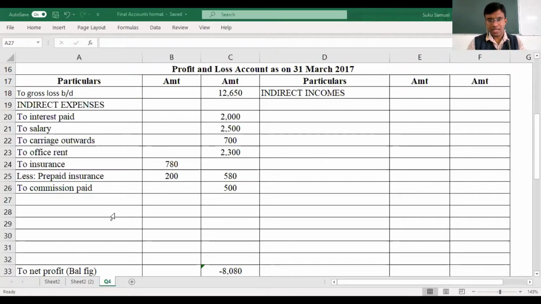Now let's look at the credit side. On the credit side we have to consider the indirect incomes, and the indirect incomes that we have are rent received, and the rent received amount is 10,380. Then you have commission received, which we will also be considering. Commission received is 16,000. So with that, we have completed the credit side.